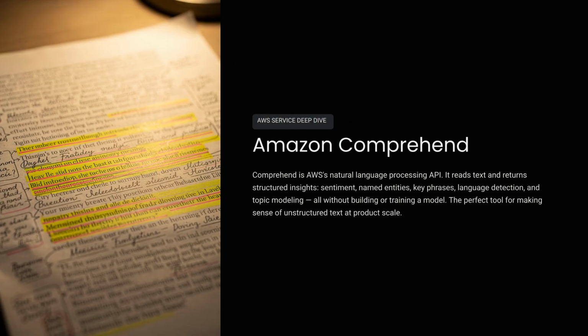Amazon Comprehend is AWS's natural language processing API. It reads text and returns structured insights like sentiment, named entities, key phrases, and language detection without needing to build or train a model. It's ideal for making sense of unstructured text at scale.